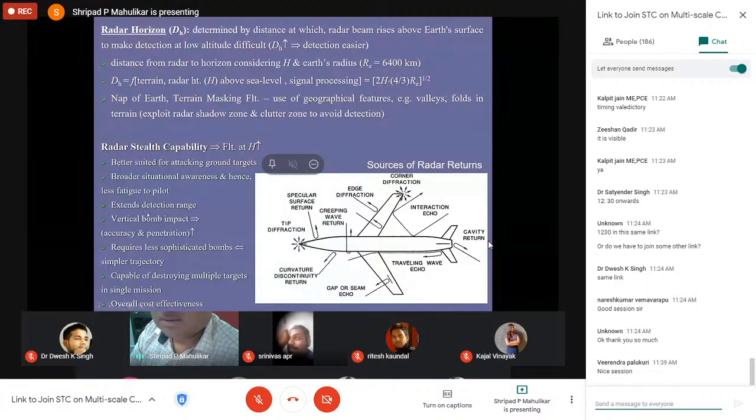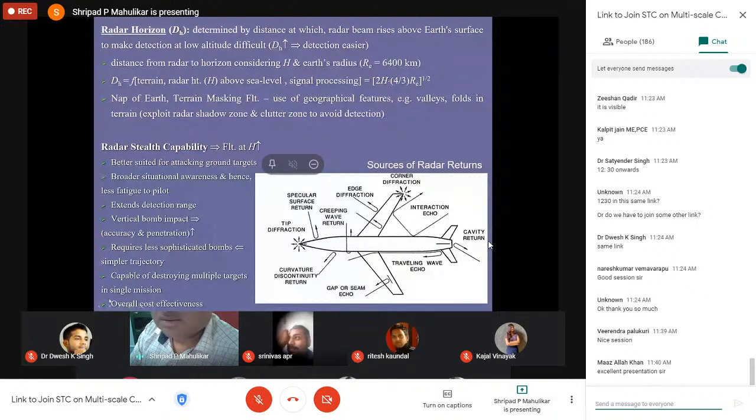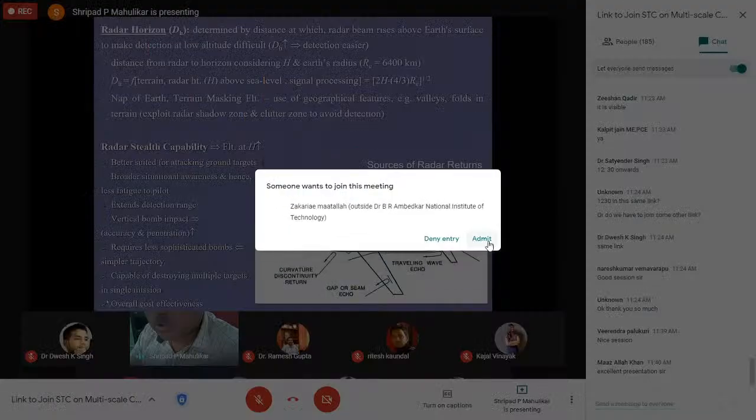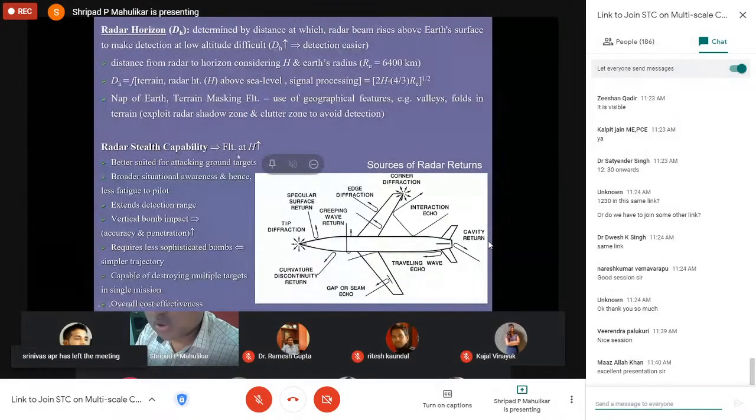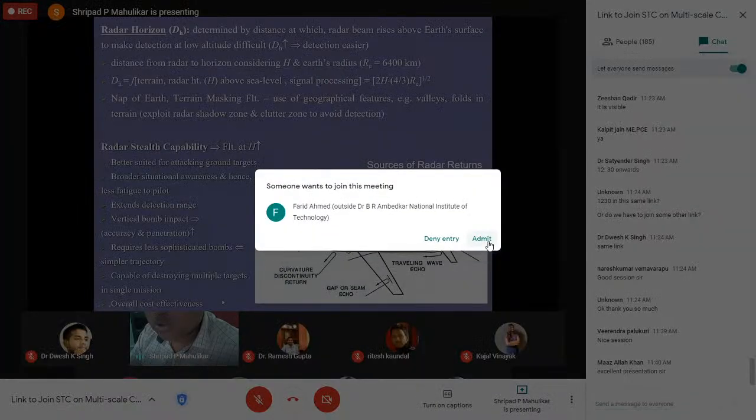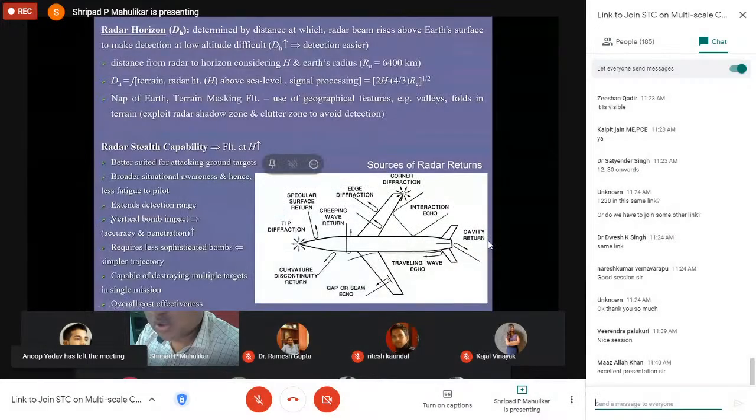vertical bomb impact. And higher altitude flight enables the capability of destroying multiple targets in a single mission, and therefore higher altitude flights lead to higher overall cost effectiveness. Higher altitude flights enabled by radar stealth capability thus give rise to overall cost effectiveness, even though there is a cost involved in RCS reduction. So these are the points which strongly justify the RCS reduction feature for enabling higher altitude flight.